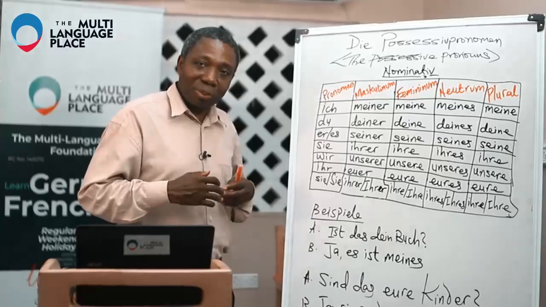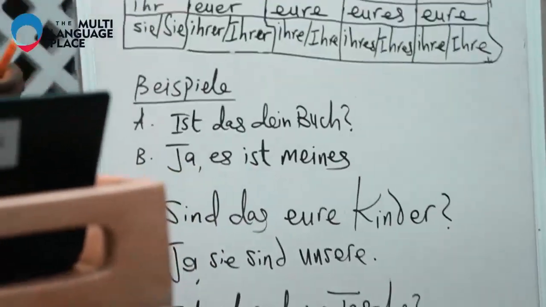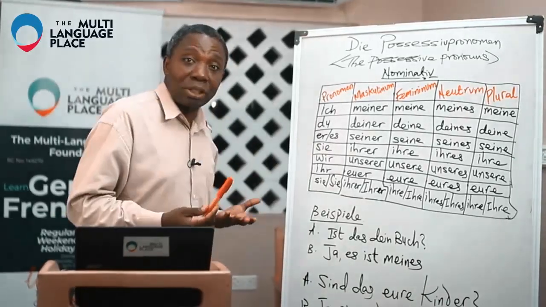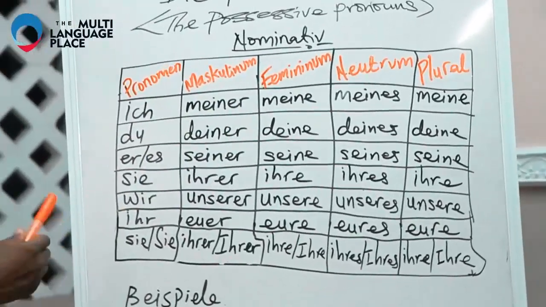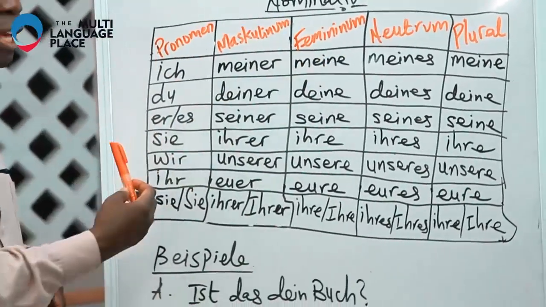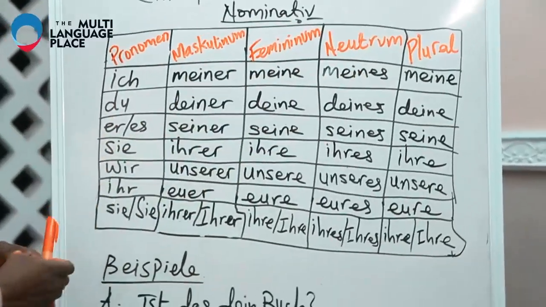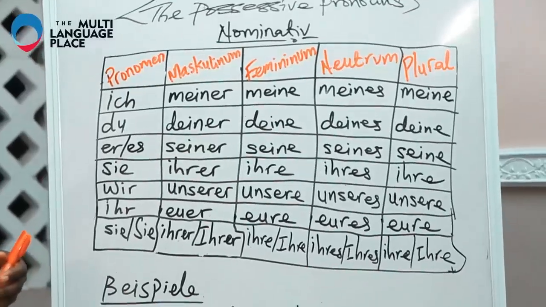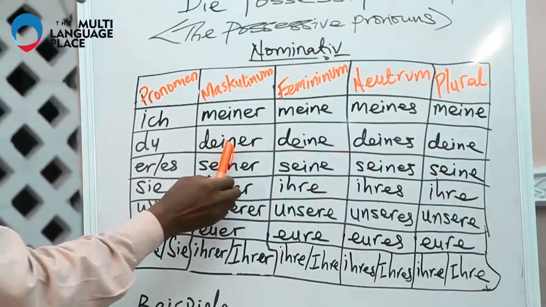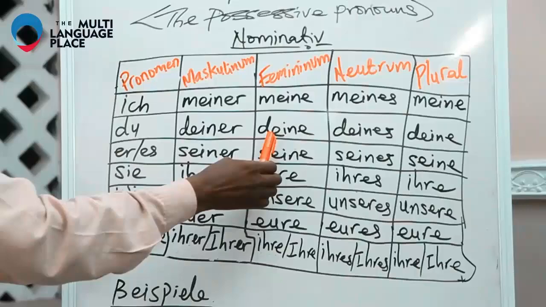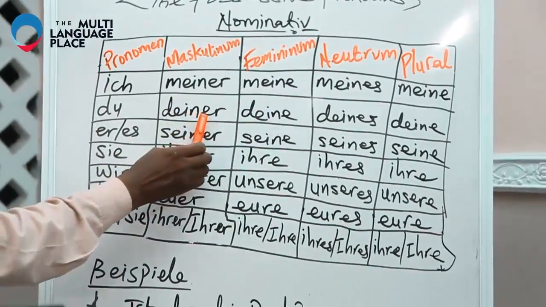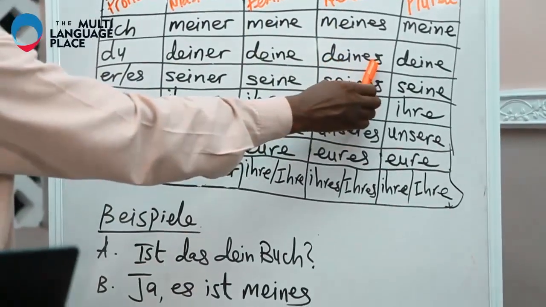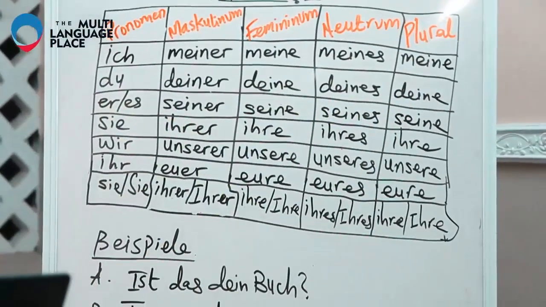If I want to say something is mine, meiner, but remember the gender is very important. If it is masculine, I say meiner. If it is feminine, meine. If it is neuter, meines. If it's plural, meine. And then if I want to say your thing, something you possess: deiner for masculine, deine for feminine, deines for neuter, and deine for plural.